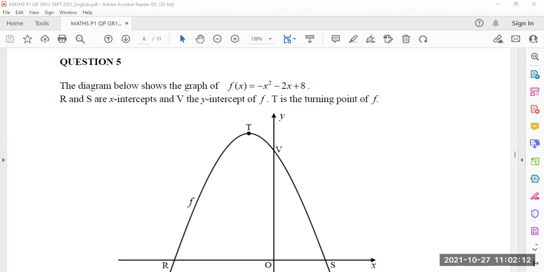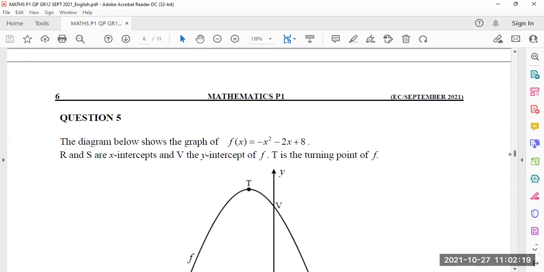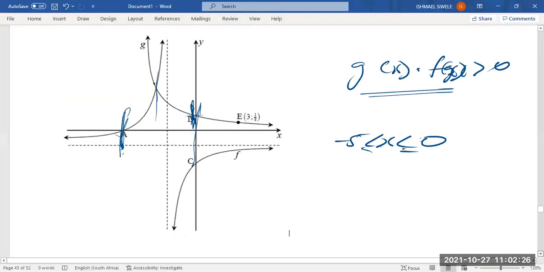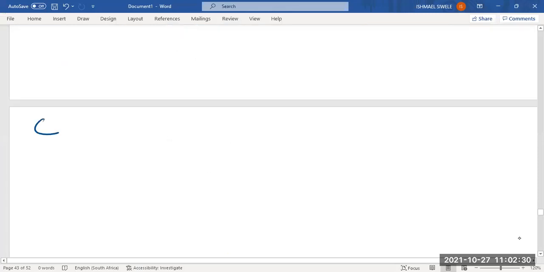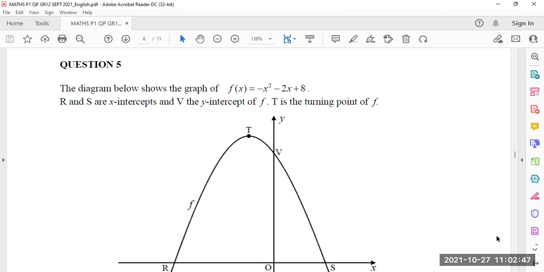Wow, functions. It looks like they dominate paper one. Another question on functions. So let's see what is happening on this question. Question 5, functions as well. So it means you really have to know functions if you are to do well in your final exam.